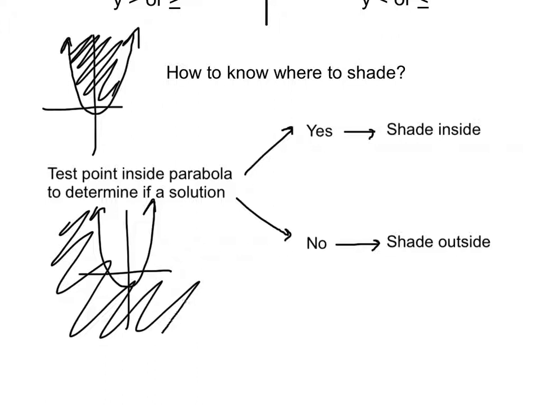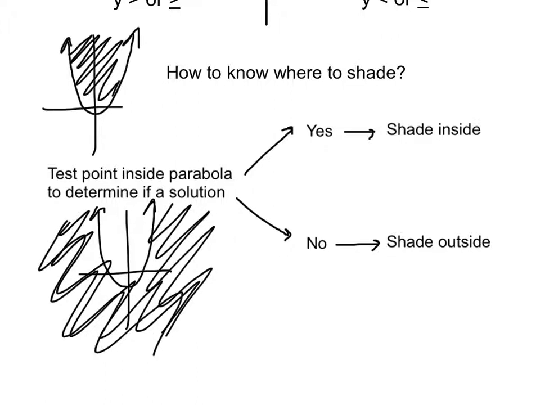This is similar, of course, to inequalities that are simply y is less than something, but it's not a parabola, so it doesn't have a squared value as its x. It could just be y is less than x, and then we'd have a line, and it'd be shaded beneath.